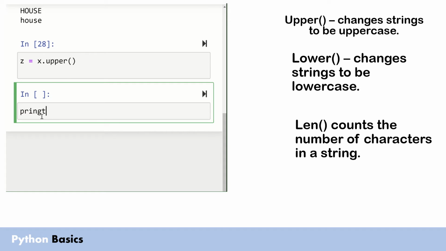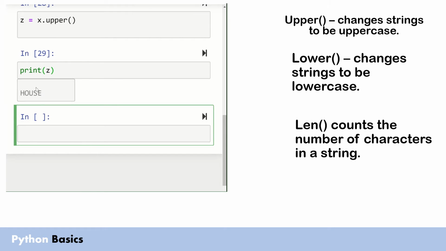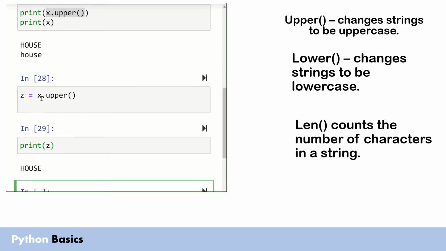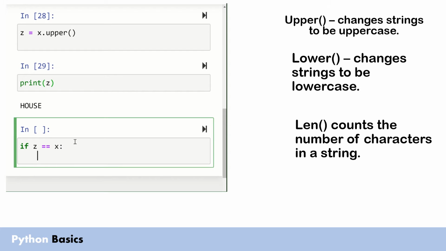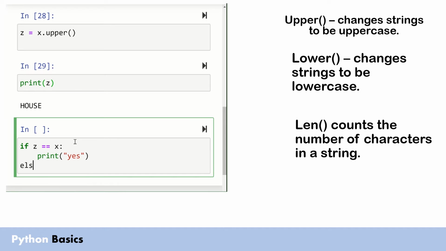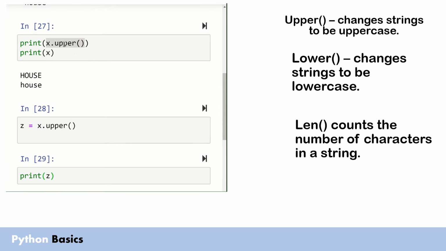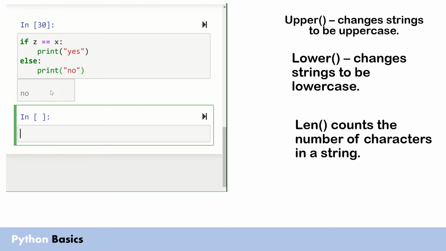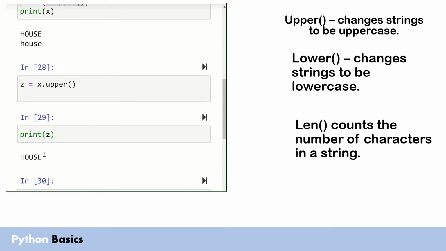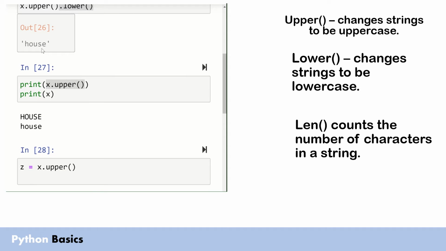And then I can print that out. And you can see they are different. I can show the difference as well by saying if Z is equal to X, print yes, else no. So even though I start off with the same string, what upper has done is it's completely changed it. So you can see it says no. So I've got a brand new string when I produce that.